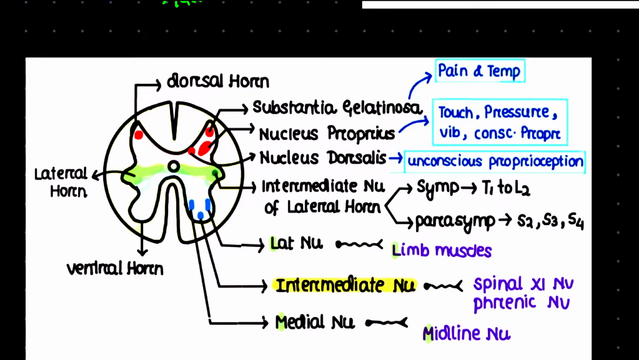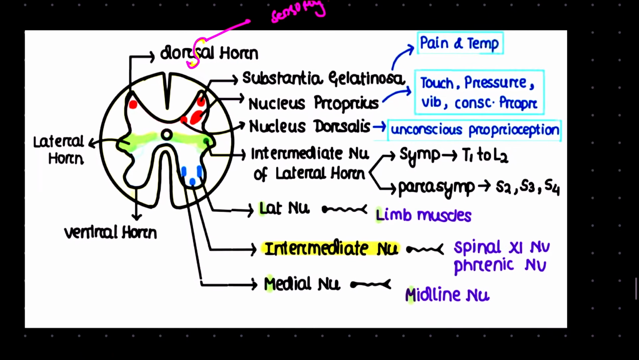Now talking about the dorsal horn, dorsal horns are always sensory in nature. That means they will carry impulses to the brain and spinal cord, the higher centers. The ventral horns are motor in nature.